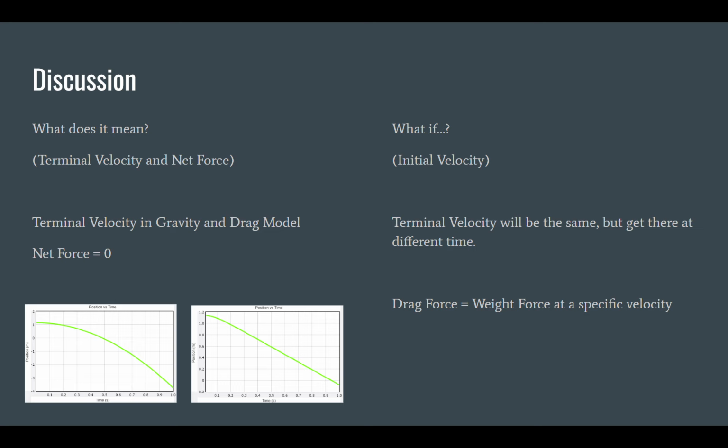The terminal velocity would still be the same, but it would get there at a different time, because the drag force is based off the velocity, and it'll equal the weight force, which doesn't change, when it is at that velocity. So it will either slow down or speed up to get there, and it'll always end up at that terminal velocity at some point, given enough time.